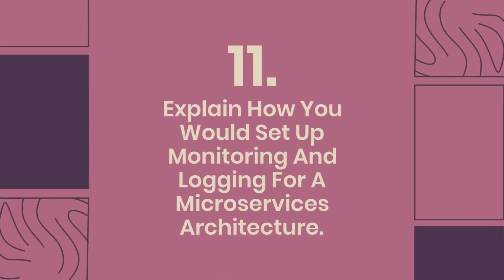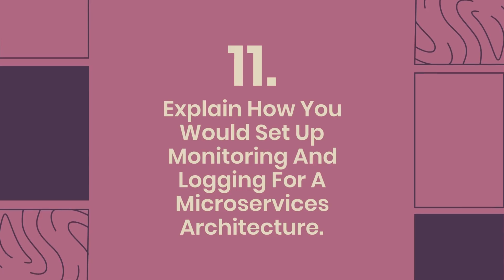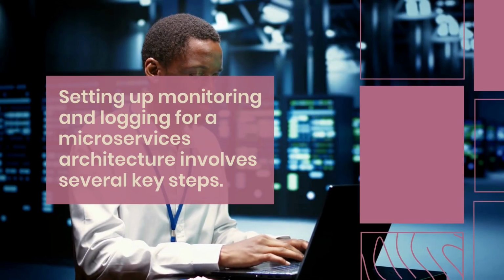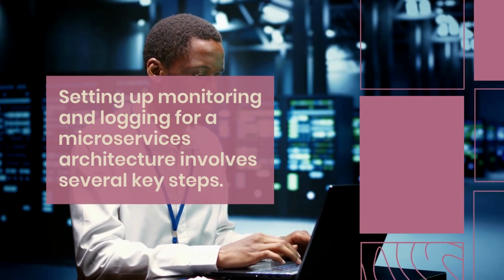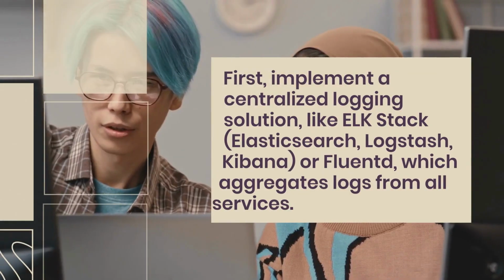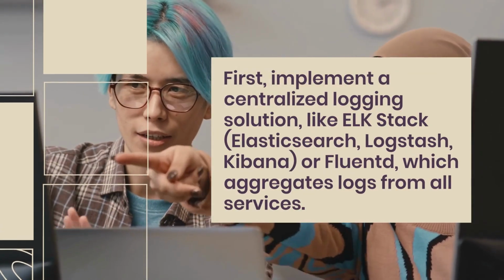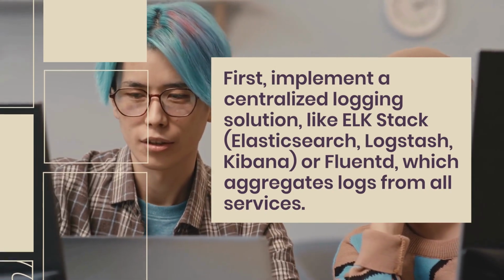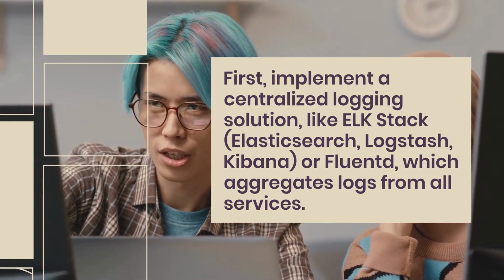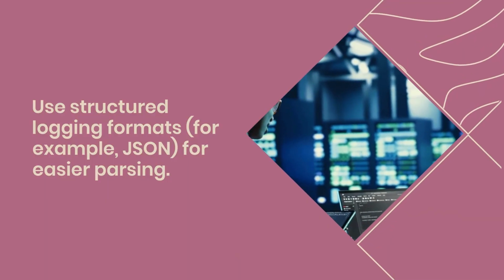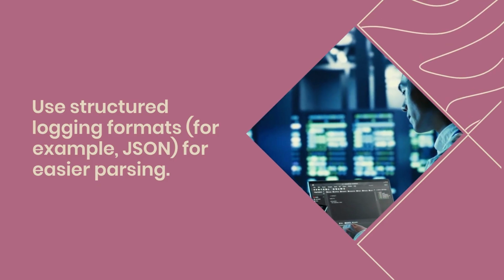11. Explain how you would set up monitoring and logging for a microservices architecture. Setting up monitoring and logging for a microservices architecture involves several key steps. First, implement a centralized logging solution, like ELK stack (Elasticsearch, Logstash, Kibana) or Fluentd, which aggregates logs from all services. Use structured logging formats, for example, JSON, for easier parsing.